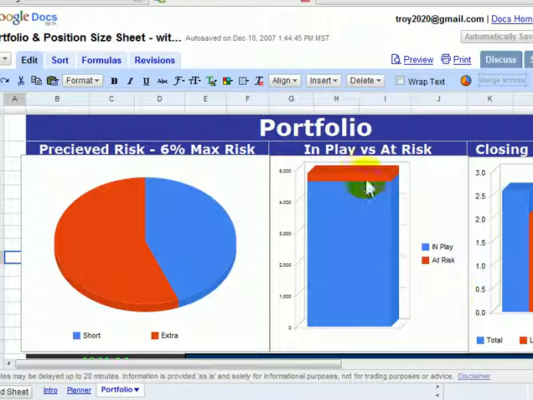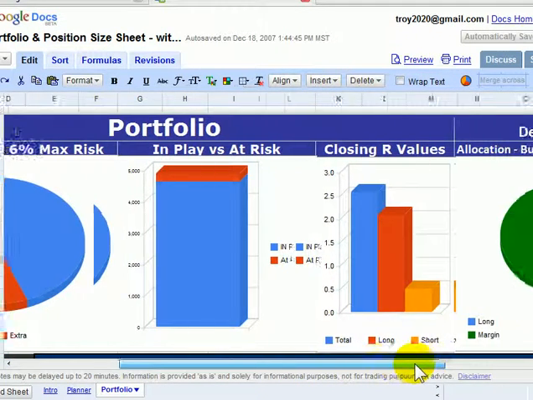The next chart shows us how much money we have in play versus how much is at risk. So the big blue section of this is how much of our money is out working in the market. The little red top here is, of all our money out there working, how much is at risk? The smaller this red, the better.